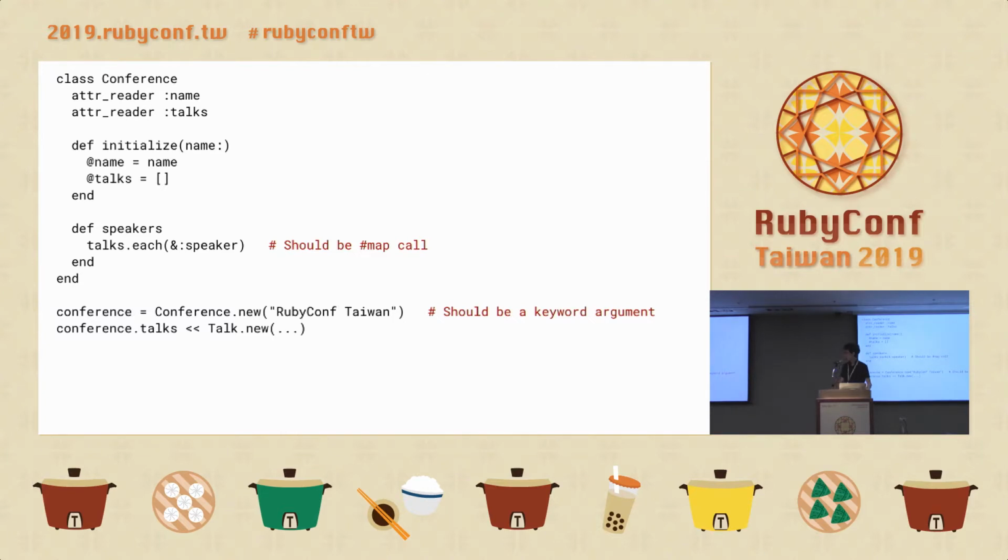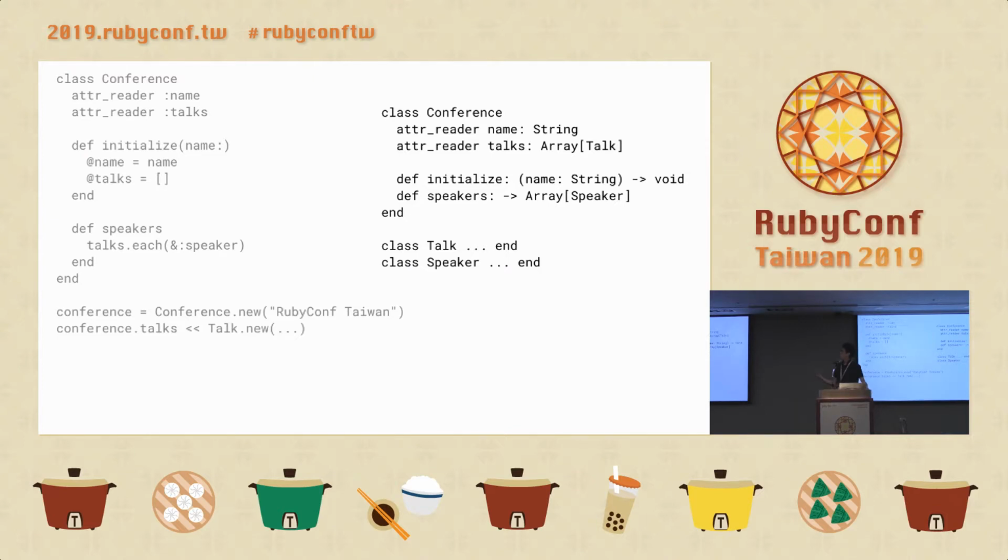So this is an example to explain how Steep works. This is an example of the Conference class. It defines two attributes, it defines the initialize method, and it defines the speakers method, which will return an array of speakers. And we can use the Conference class like this. We can call the Conference.new method with a string to make an instance of the class. Then we can push the talk object to that talks attribute.